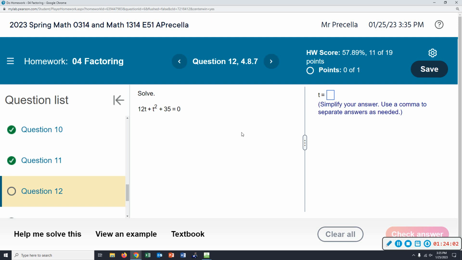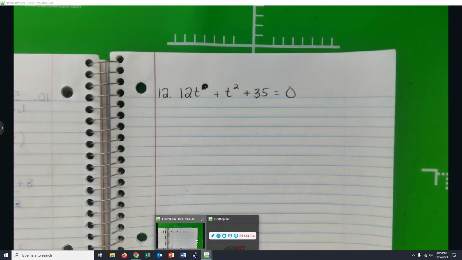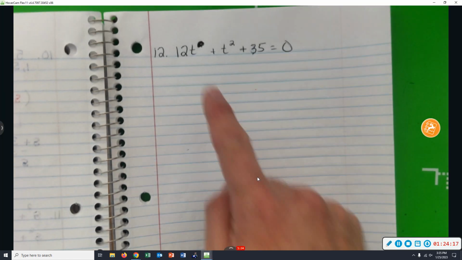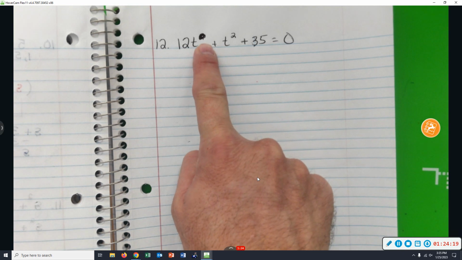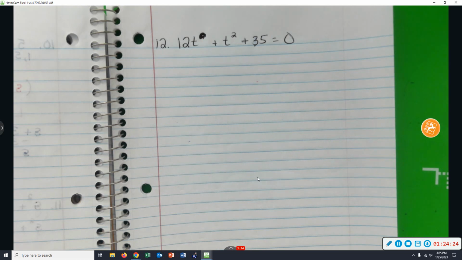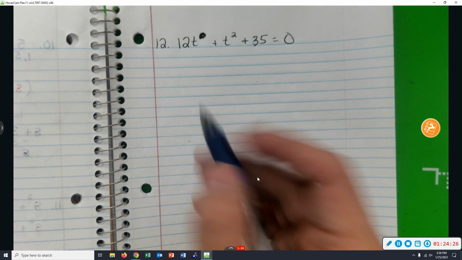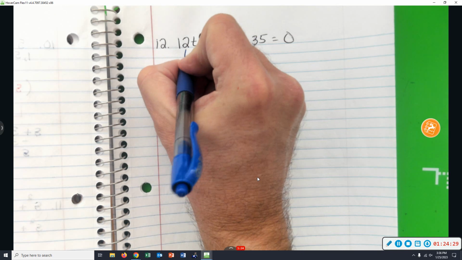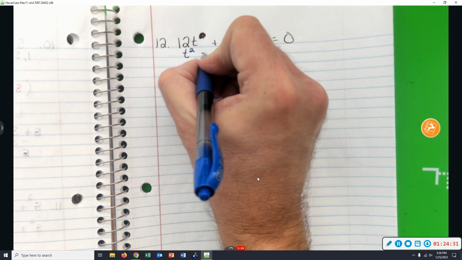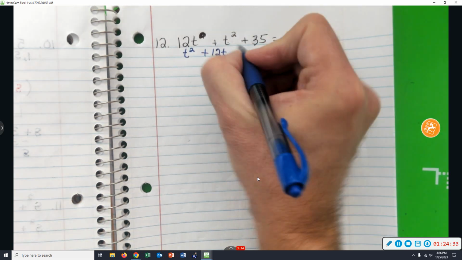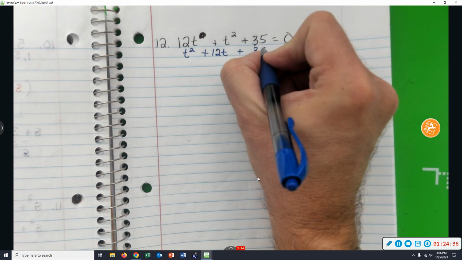Okay. Is it in the standard form we need it in? No. The t squared should be first, shouldn't it? And look at what I did as I was writing it down. I put square, but it wasn't 12t squared. It was 12t. Let's see, I'll write it in blue. It should have the t squared first, then the 12t, and then the 35.